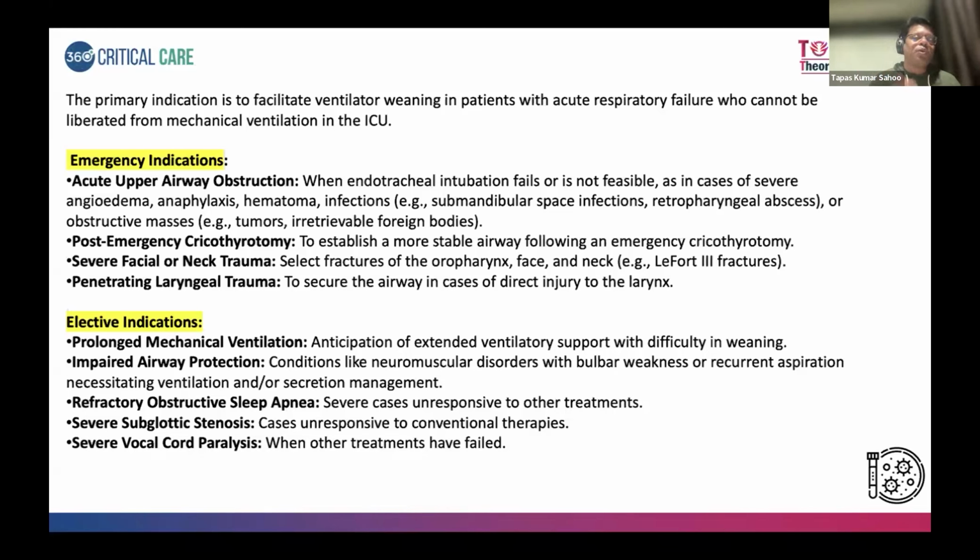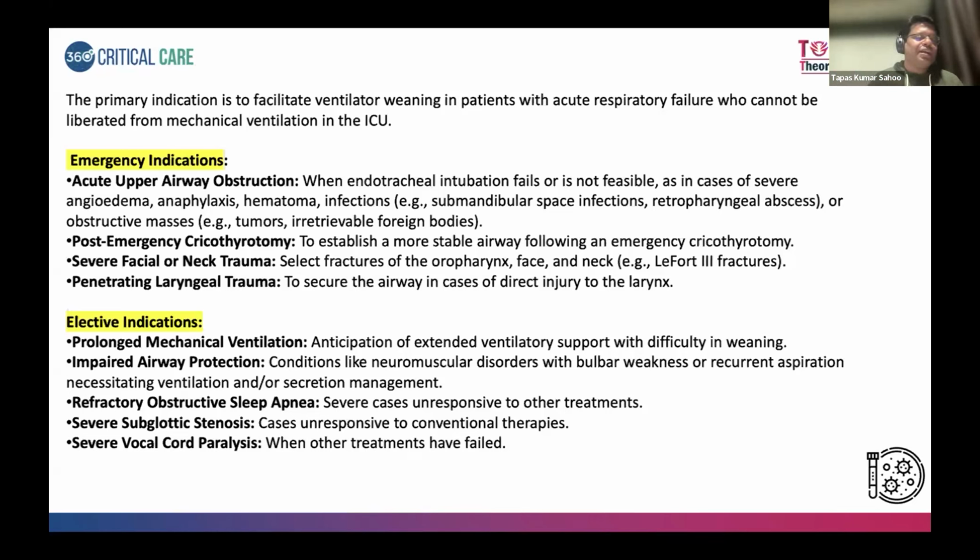Now the second one would be post-emergency cricothyrotomy. You have already done cricothyrotomy. Now you have to change it to tracheostomy. Definitely, you cannot continue with cricothyrotomy for a long time. Now, severe facial or neck trauma, where you are unable to put any endotracheal tube, like Le Fort 3 fractures or more. Now, fourth one would be penetrating laryngeal trauma, where there is a trauma directly to the larynx. So you cannot go into the larynx part. You will be going into the trachea part, straightforward.